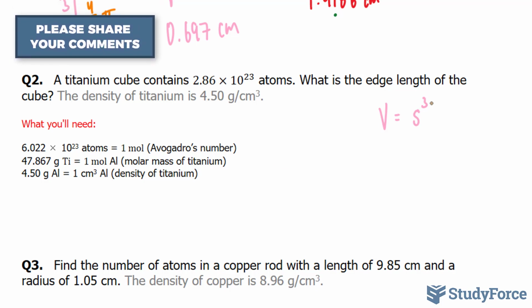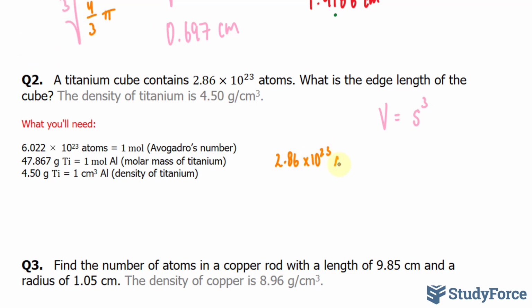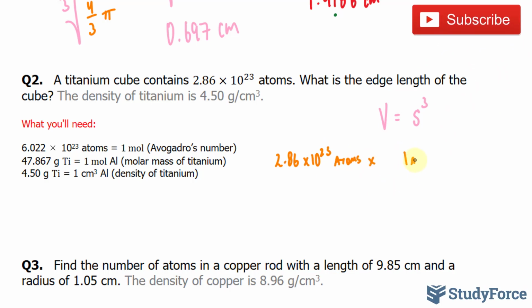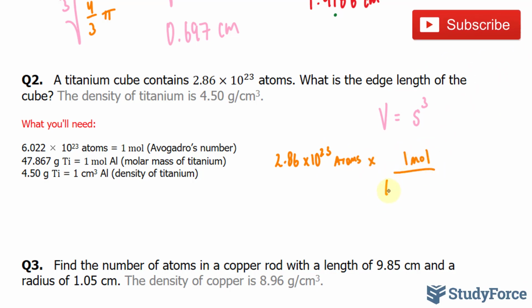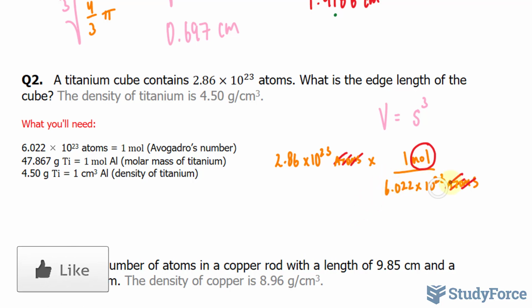So we'll take the number 2.86 times 10 to the power of 23 atoms, and we'll multiply this by 1 mole over 6.022 times 10 to the power of 23 atoms. This is a given number, and it's shown right there. The atoms will cancel out, leaving us with simply mole. The way we multiply these two numbers together is we take this number, multiply it by 1, and then divide by what's underneath.